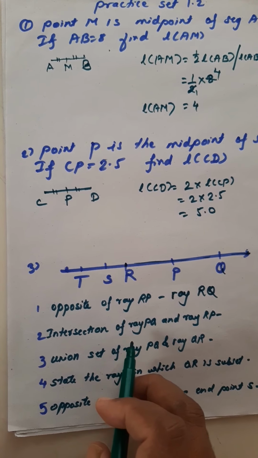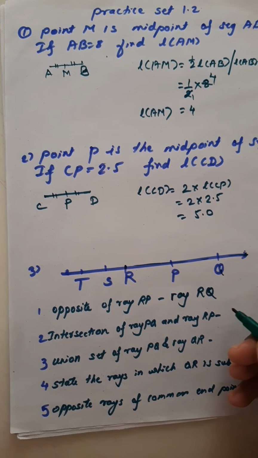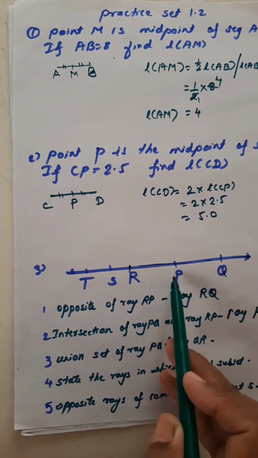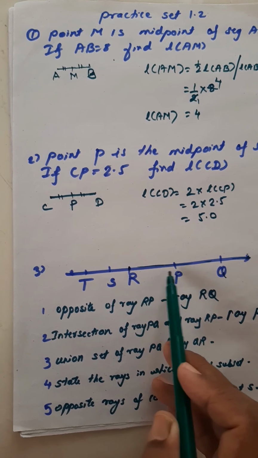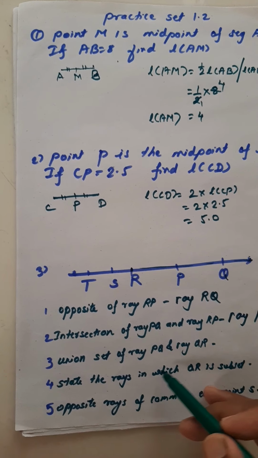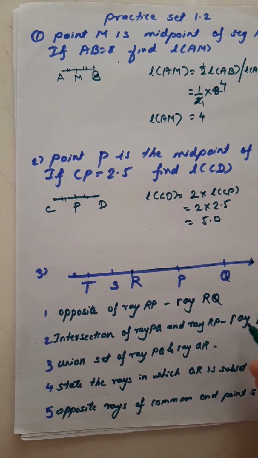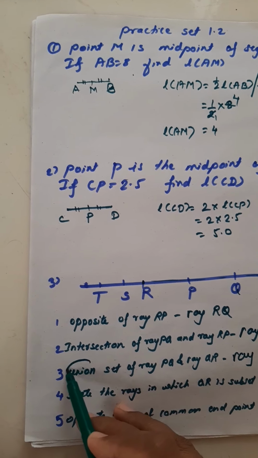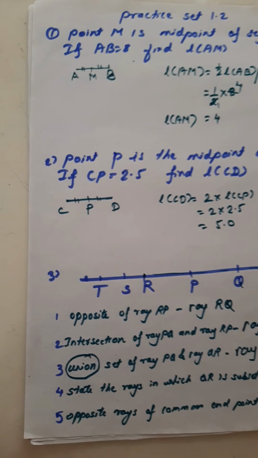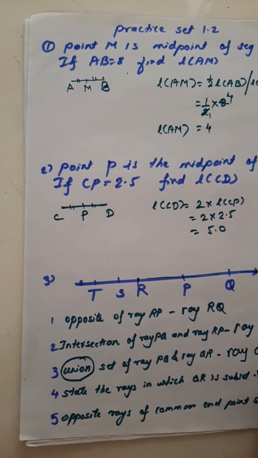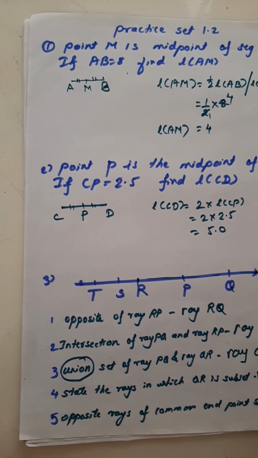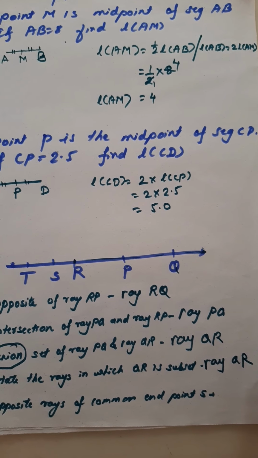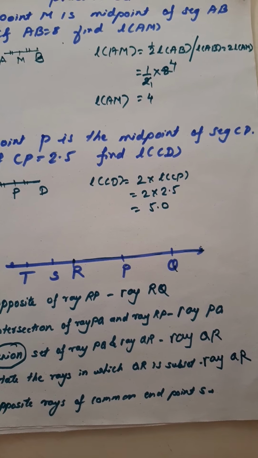Next, intersection of ray RQ and ray RP. It is ray PQ. What is intersection? PQ. Now union of ray PQ and ray QR. Union means what? Together. Now state the rays in which ray QR is the subset. Ray QR is the subset of itself only. Okay. Ray QR is the subset of ray QR itself only.